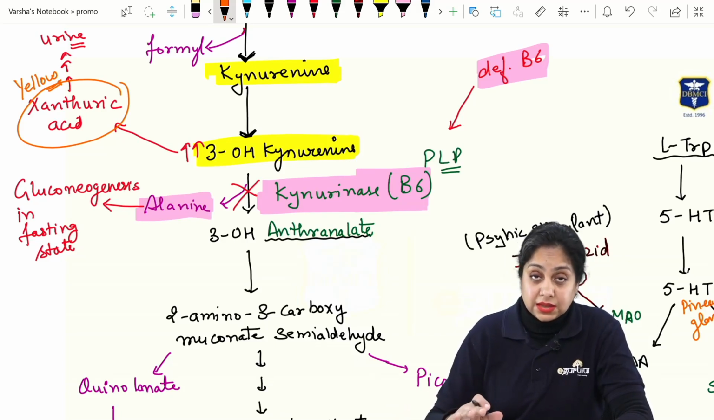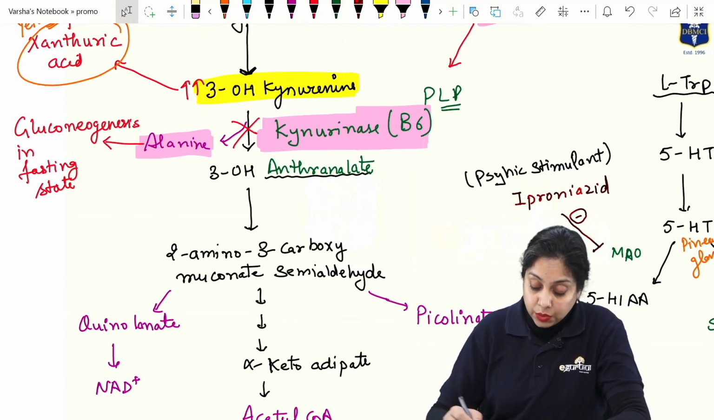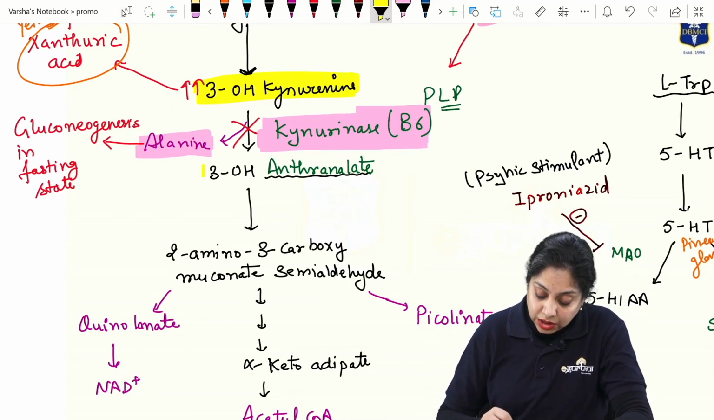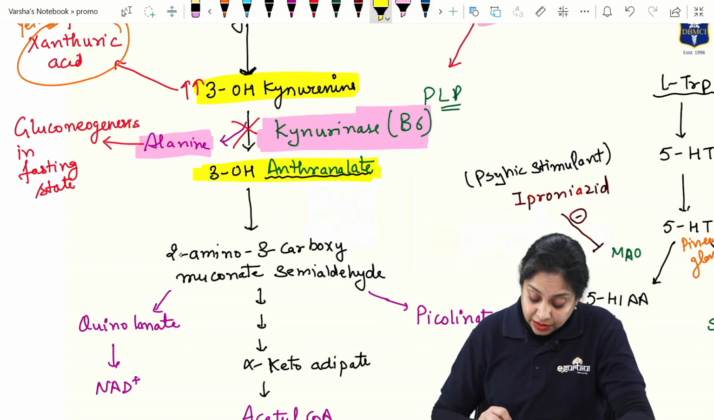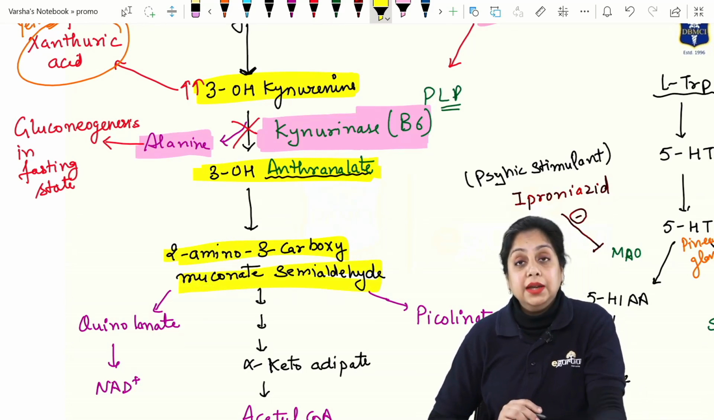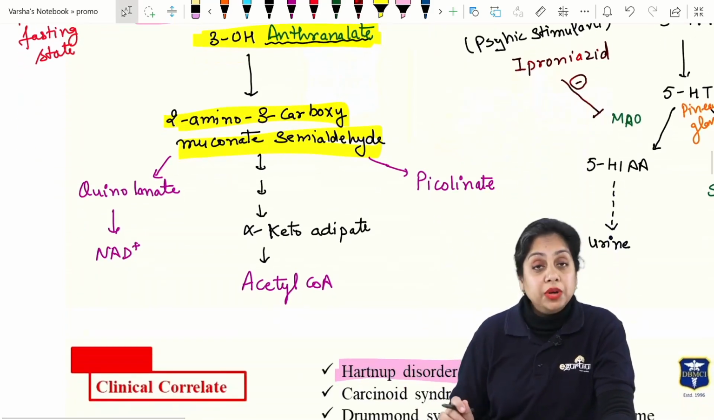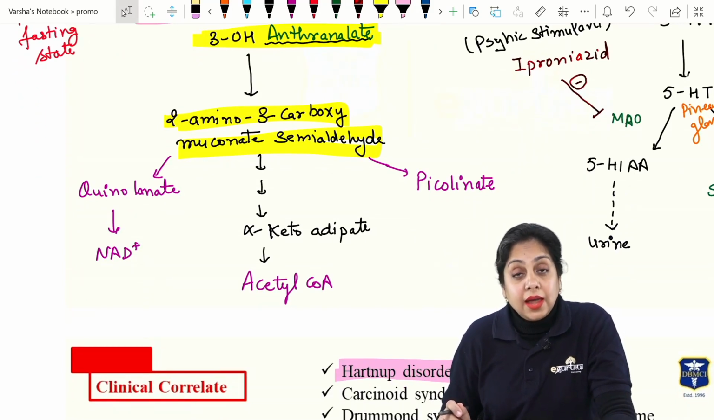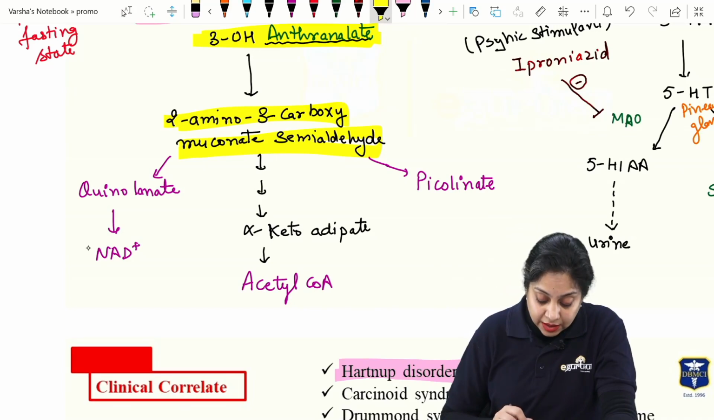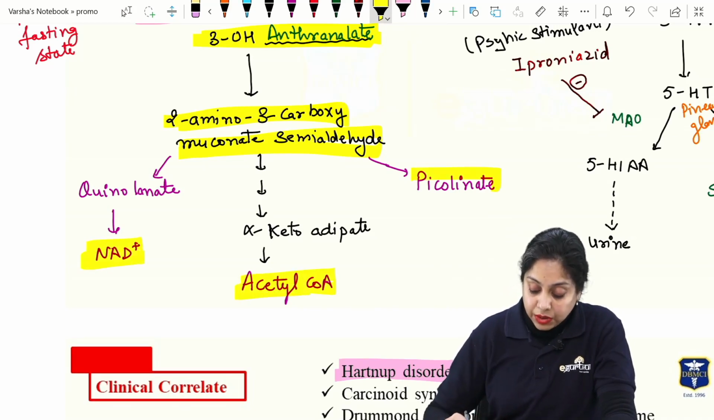Okay, so this is one of the deficiency states. Let's say vitamin B6 is there. Let's continue further. 3-hydroxykynurenine is converted to what now? Is converted to 3-hydroxyanthranilate, okay, and which is then converted to 2-amino-3-carboxymuconate semialdehyde. Now this is the point when it is going to branch off into the components we are looking for. We have already gotten the formyl, we have gotten the alanine. Now what is there? We have to get NAD positive, acetyl coenzyme A and picolinate.